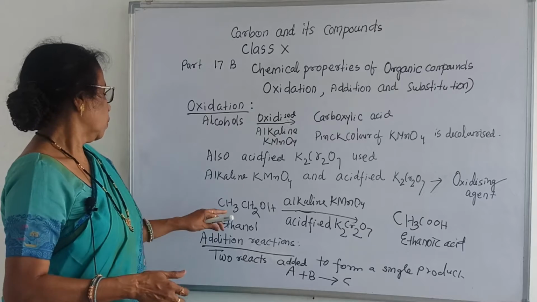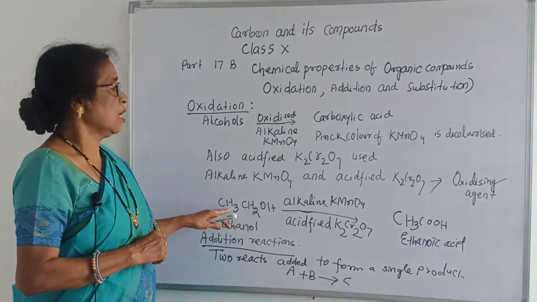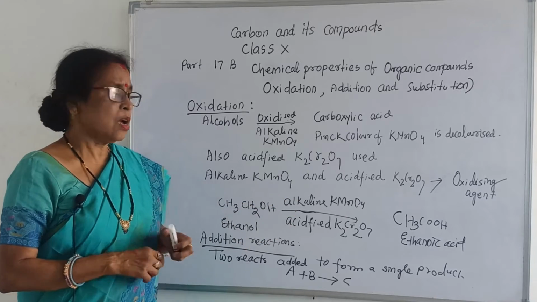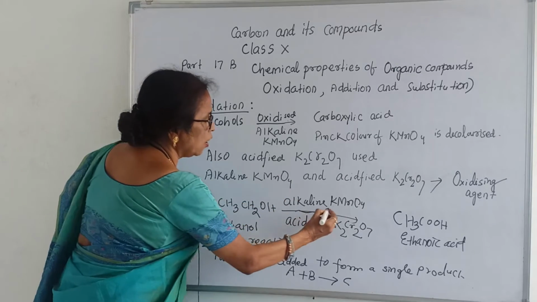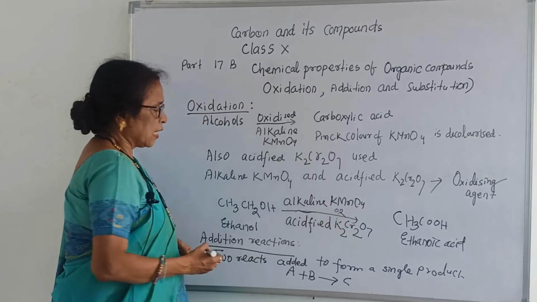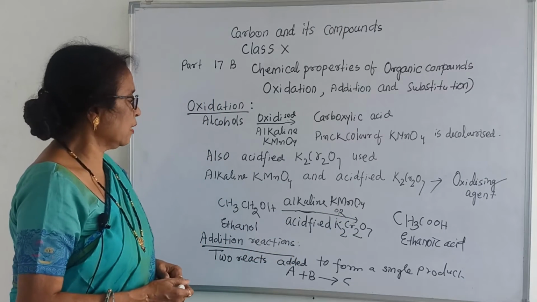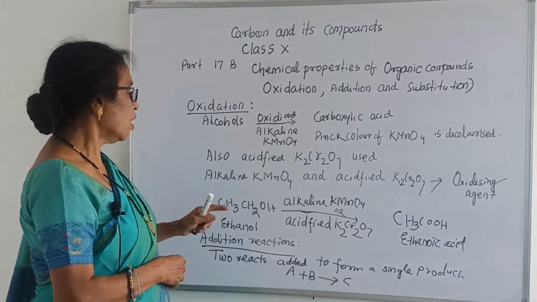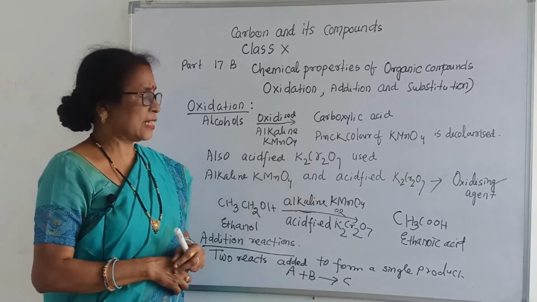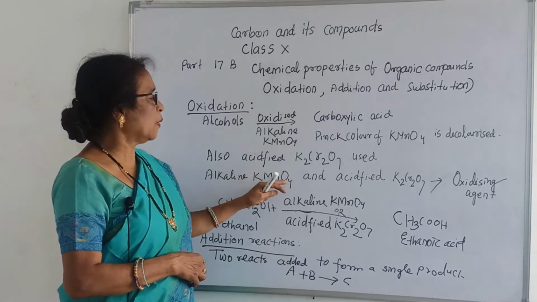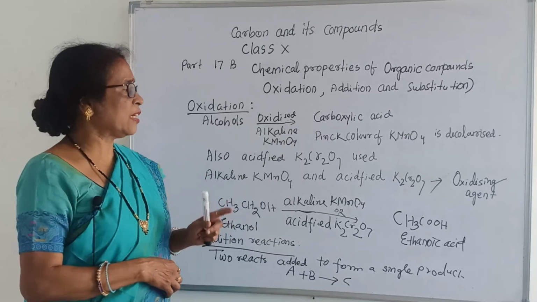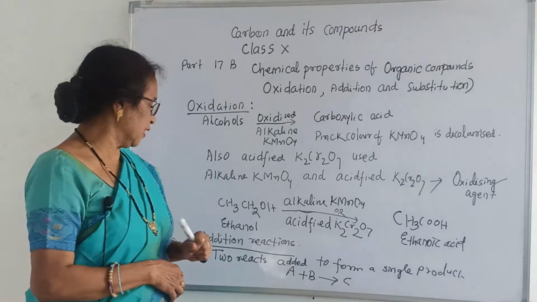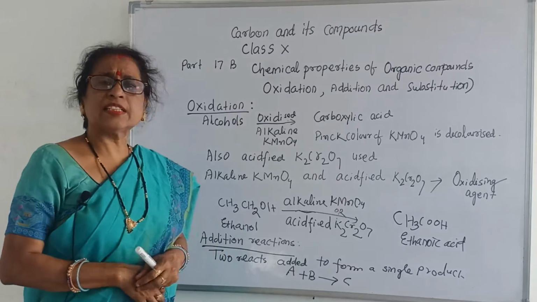Example 2, ethyl alcohol. Ethyl alcohol means CH3CH2OH. With alkaline KMnO4, or you can take acidified K2Cr2O7, potassium dichromate, it gives acetic acid. Ethanol changes to acetic acid. Alkaline KMnO4 and acidified K2Cr2O7 are called oxidizing agents.